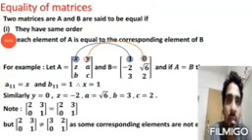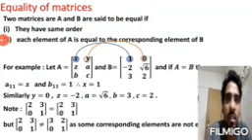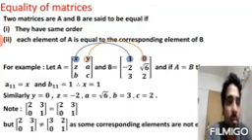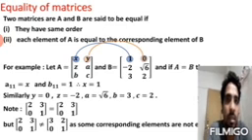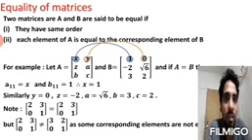Now the next concept is the equality of matrices. Two matrices A and B are equal when they have the same order and each element of A is equal to the corresponding element of B. The word corresponding means the same position: the element located at the first row, first column in matrix A is equal to the element located at the first row and first column in matrix B.